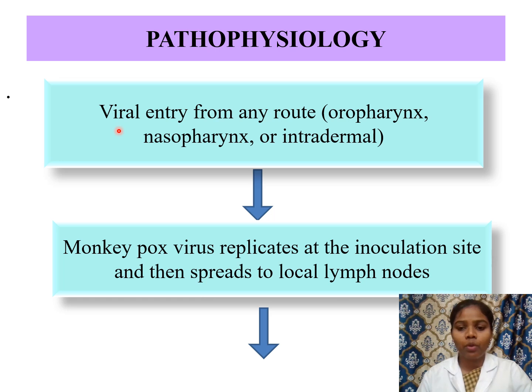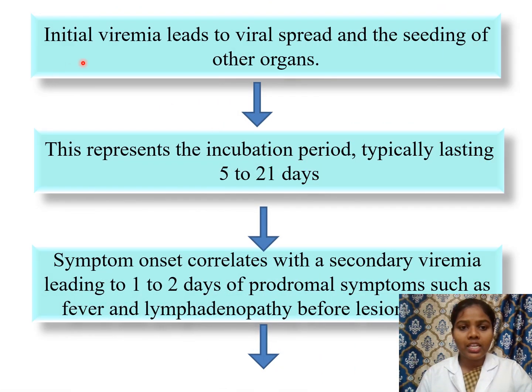Here we can see the flow chart of the pathophysiology of monkeypox disease. Viral entry from any route, that is oropharynx, nasopharynx, or intradermal. Monkeypox virus replicates at the inoculation site and then spreads to local lymph nodes. Initial viremia leads to viral spread and the seeding of other organs.